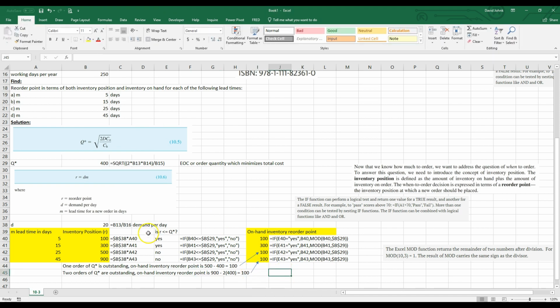Okay, so one order of Q star is outstanding, right? Because we have 500. The on-hand inventory is 500 minus 400. Now this modulus divided 400 into 500 and left a remainder of 100. That's how I got the 100. And in this case, there's 900, so there's two orders of 400 outstanding with 100 left over. So I use the modulus. 400 goes into 900 two times, and there's 100 left over. So anyway, hopefully that wasn't too confusing.